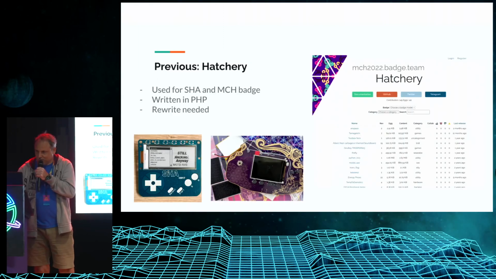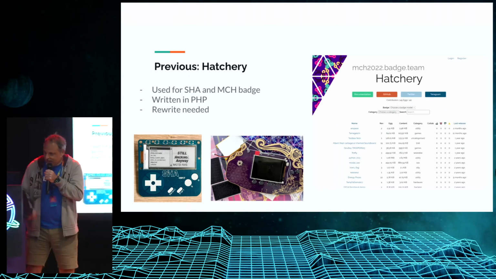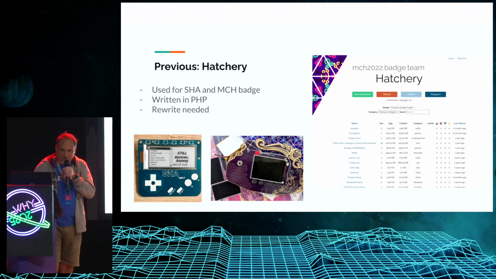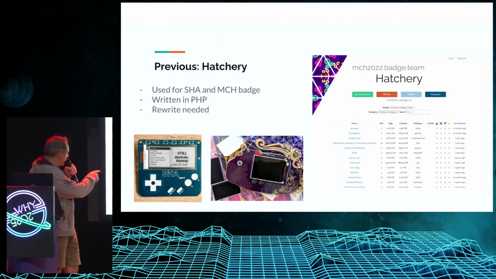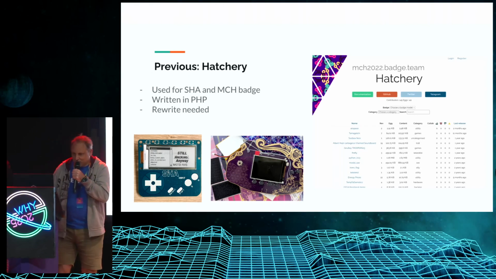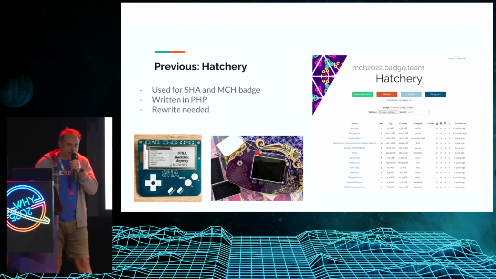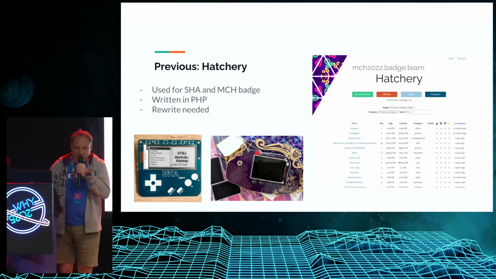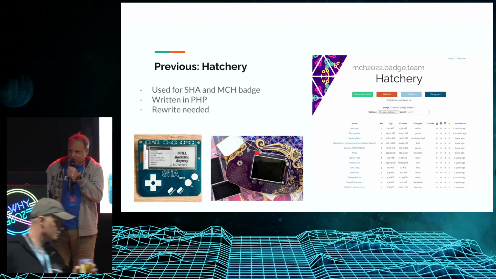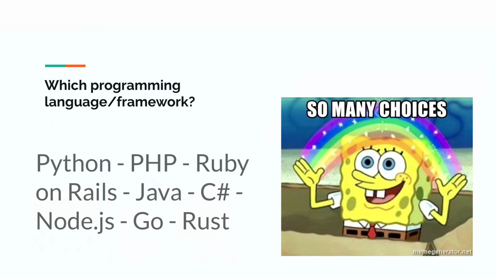Maybe you have been to previous editions of the Hacker Camp, for example, the SHA or the MCH. Then you might have also gotten a badge. And there we used the hatchery. That's the precursor of the BadgeHub. It was written in PHP, and the people who wrote it and were maintaining it thought it needed a rewrite. So that's where we came in. This was 1 year ago when we really started developing.